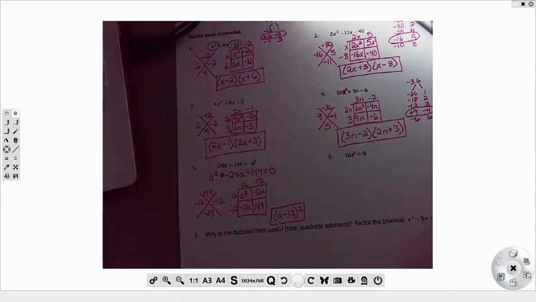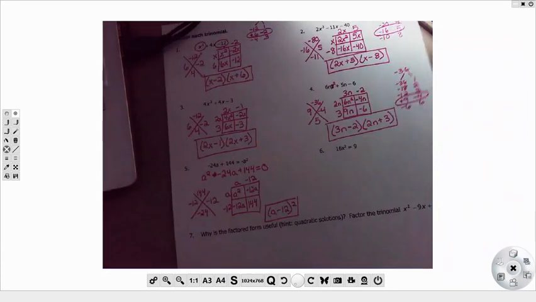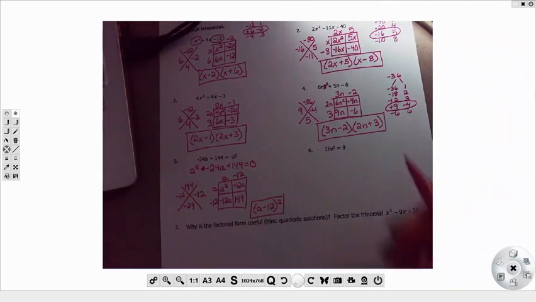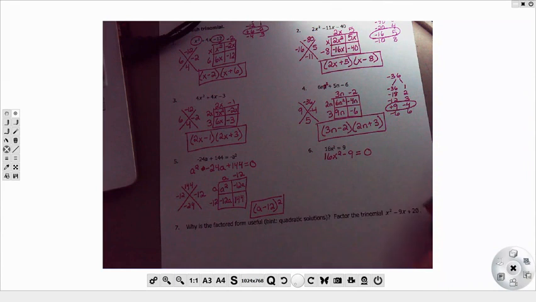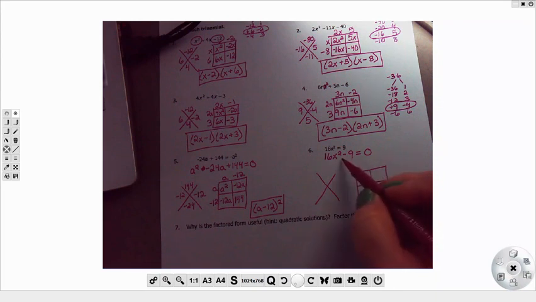All right, let's do number 6. Again, this is not in standard form, so we got to do the opposite or the inverse operation for that 9. So this would be 16x squared minus 9 equals 0. So when I Xbox this, I have no b term. So b has to be 0.